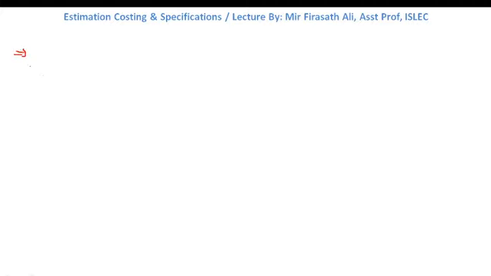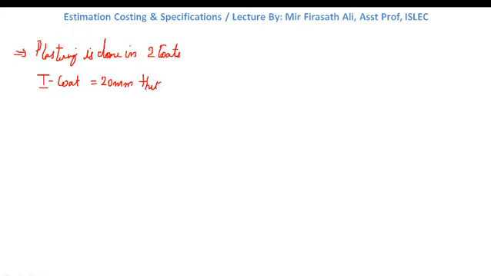First of all, plastering is generally done in two coats. What do we mean by two coats? Coats is nothing but layer. The first coat we generally call a rough coat. It is 20 mm thick, or in inches, it is 3 by 4 inches.